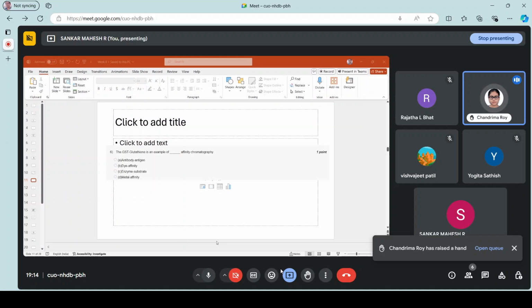Sir, may I tell the correct answer or any elimination of the wrong option? You can start with explaining how the GST-glutathione pair works. What is GST? We'll start from there. So GST is actually the enzyme glutathione S-transferase. Right. What does it do?